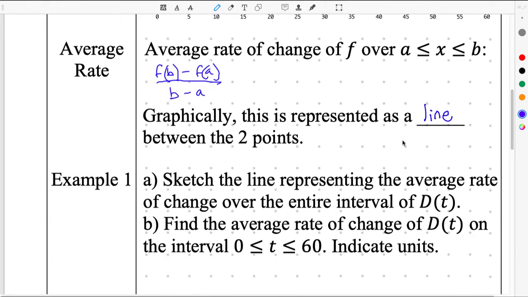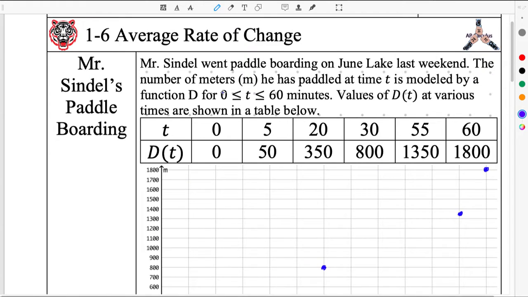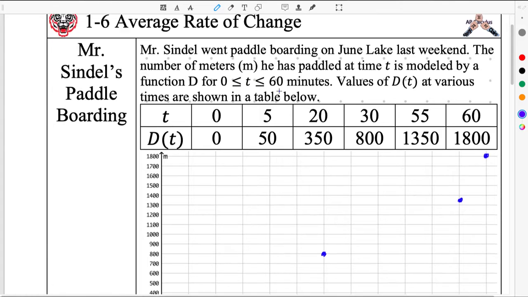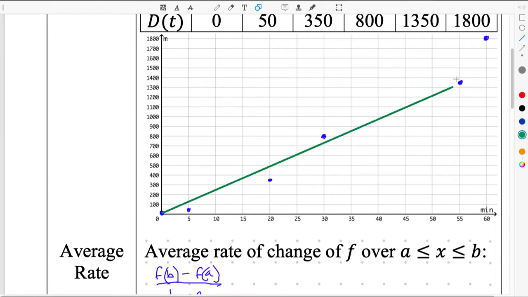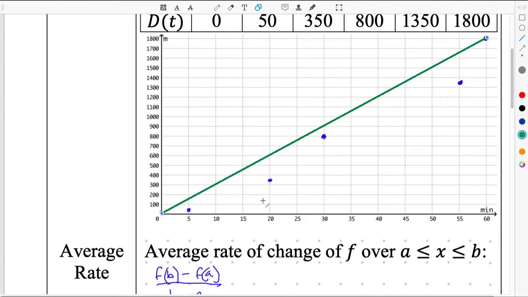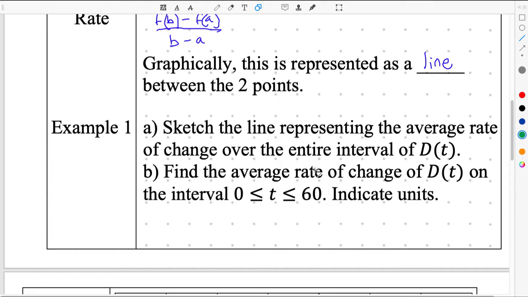Alright, so example 1. Sketch the line representing the average rate of change over the entire interval. So the entire interval of D(t), again, that was defined between 0 and 60. So make a line from 0, 0 to 60, 1800. That is the average rate of change. So I'll do that in green, sure. Right there. Okay, that is A. And now B, find the average rate of change on that interval and indicate units.